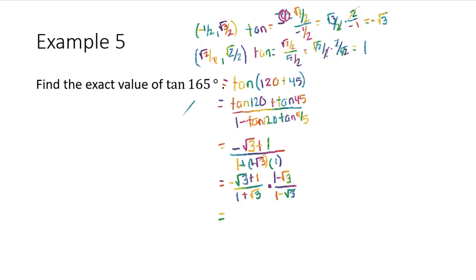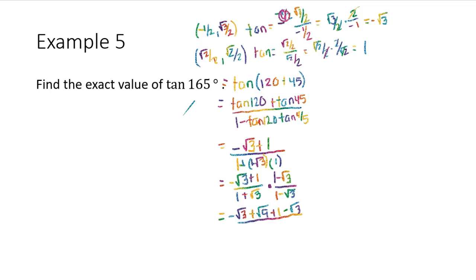Once we do our FOIL multiplication here, negative square root of 3 times 1, that's negative square root of 3. Negative square root of 3 times negative square root of 3, that's going to give me a positive square root of 9. Positive 1 times positive 1 is going to give me 1. And positive 1 times negative square root of 3 is going to give me a negative square root of 3.